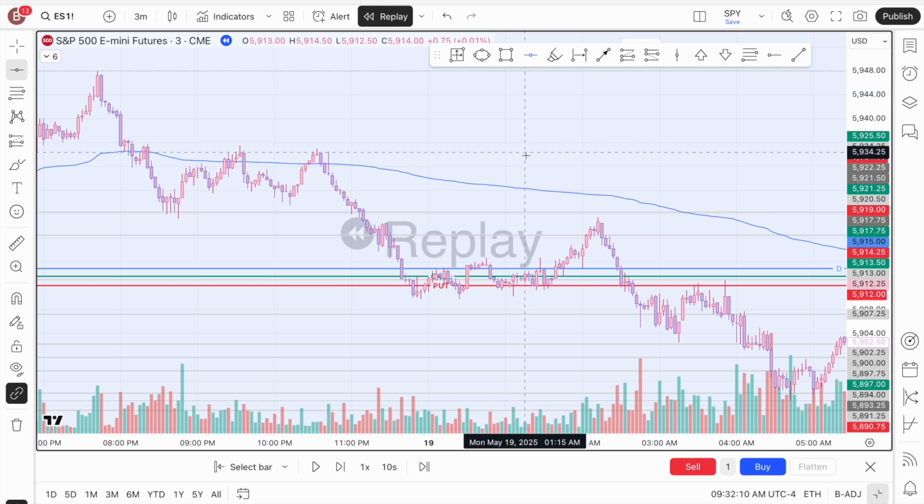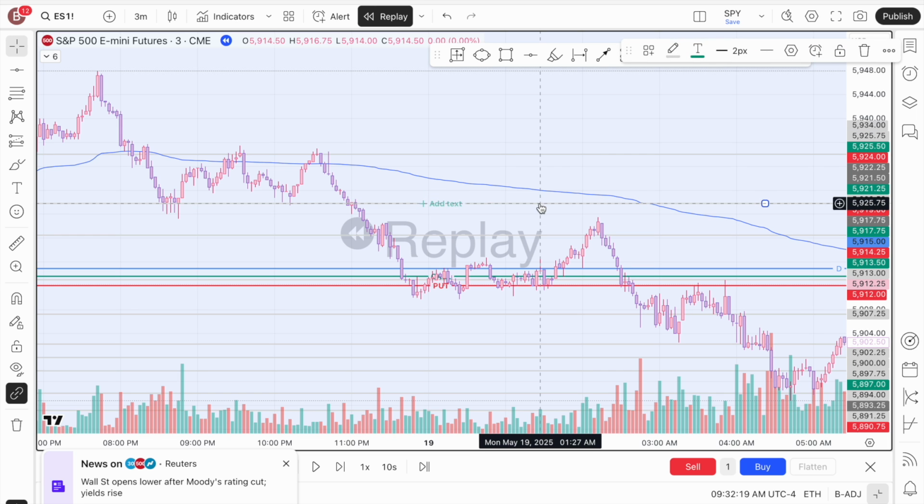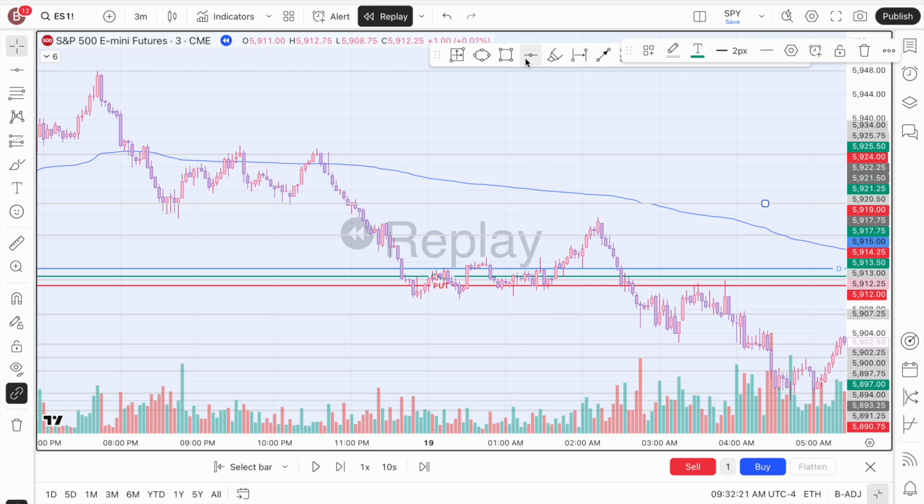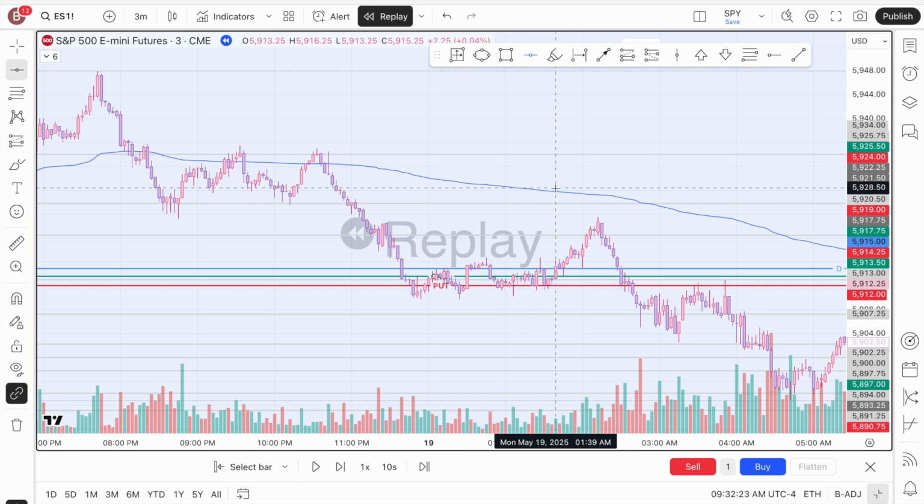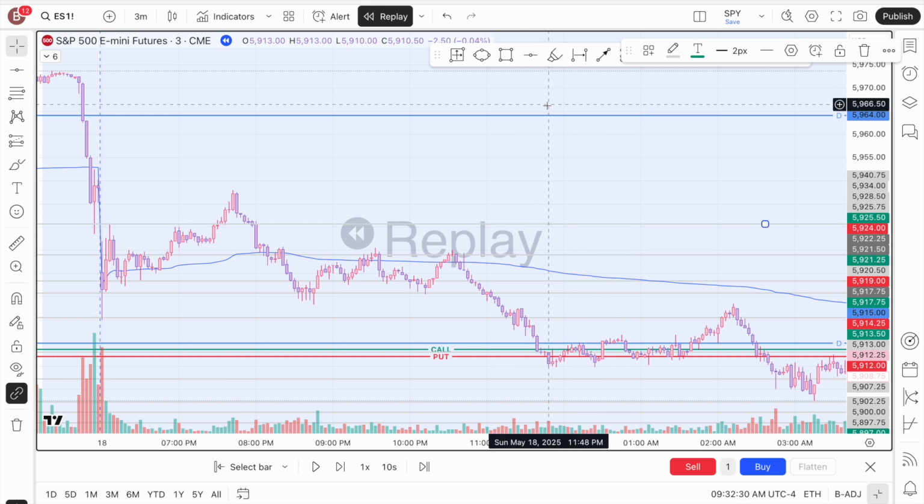I'm also scrolling back to see the structure. And so my light gray lines just kind of give me an idea of structure where price may stop, go, retest. And really it's mainly for retest. I'm trying to see where the structure is. So I put gray lines just to help me see what's going on.